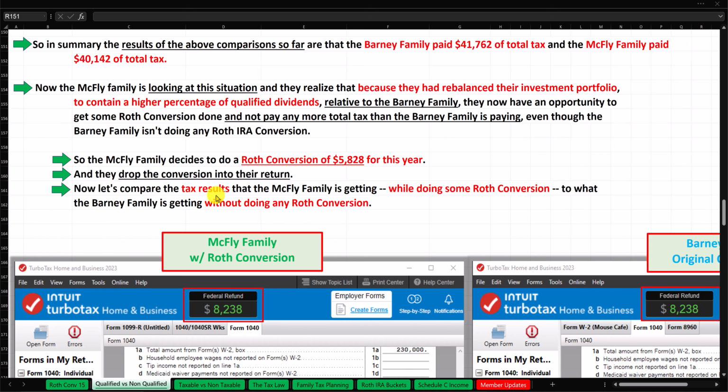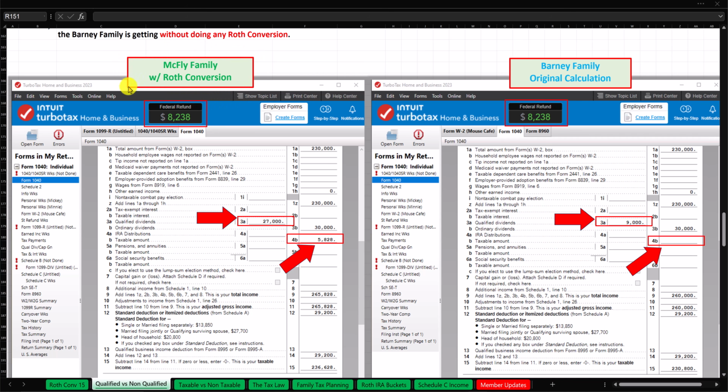Now let's compare the tax results that the McFly family is getting while doing some Roth conversion to what the Barney family is getting without doing any Roth conversion. So on this side, we're going to have the McFly family with Roth conversion in the return, and on this side, we're going to have the Barney family original calculation, no Roth conversion in the return. Now, normally I don't bring your attention to the amount of refund because that's just going to be based on how much money was paid in estimated taxes or withholding. So the actual dollar amount right here is not really relevant or the point of me highlighting this. The point is to show equivalence. I want you to see equivalence between what the McFly family is doing here and what the Barney family is doing over here.